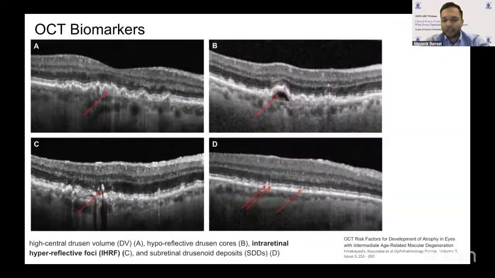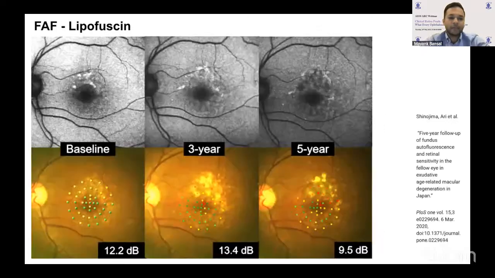There are certain other OCT biomarkers which are wise to look at. So a higher central drusen volume, hyporeflective drusen core, and intraretinal hyperreflective foci, as well as subretinal drusenoid deposits. All of these would be poor prognostic markers whenever we're looking at patients with dry AMD.